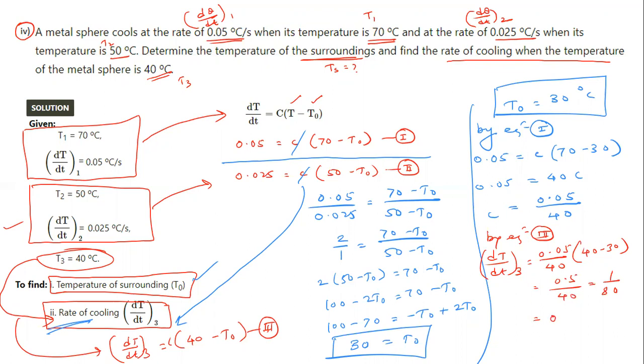It is 0.01. Then 20 is 1, 2. This is degree Celsius per second. This is the answer for this one, dT by dt, the third one. As well as you can see the printed answer also.